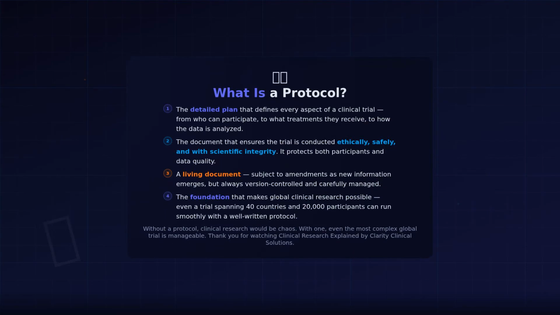So what is a protocol? It is the detailed plan that defines every aspect of a clinical trial, from who can participate, to what treatments they receive, to how the data is analyzed. It is the document that ensures the trial is conducted ethically, safely, and with scientific integrity. Without a protocol, clinical research would be chaos. With one, even a trial spanning 40 countries and 20,000 participants can run smoothly.